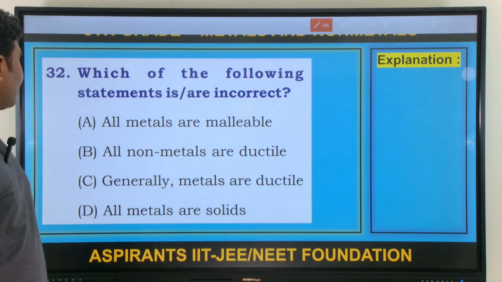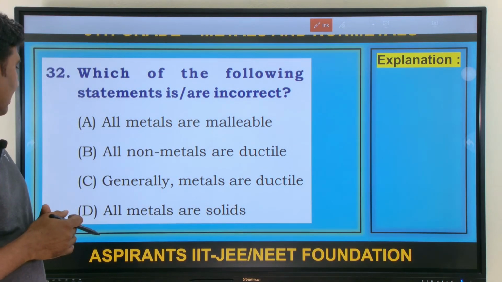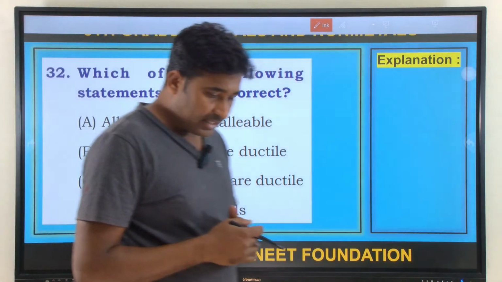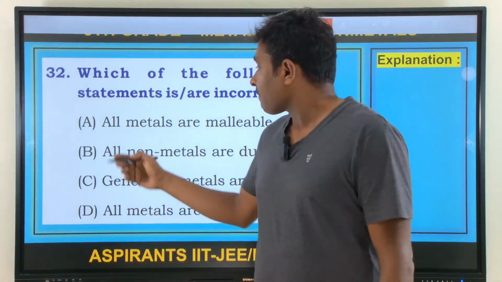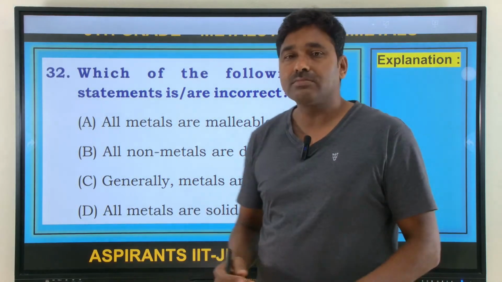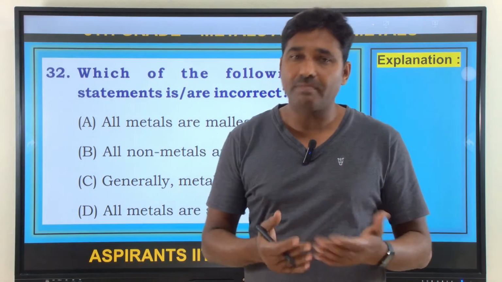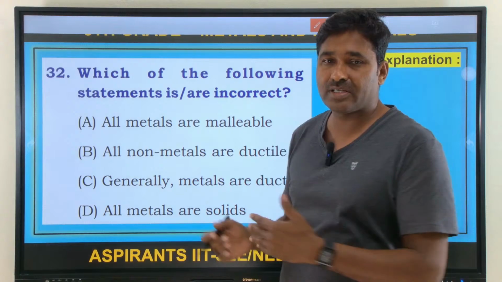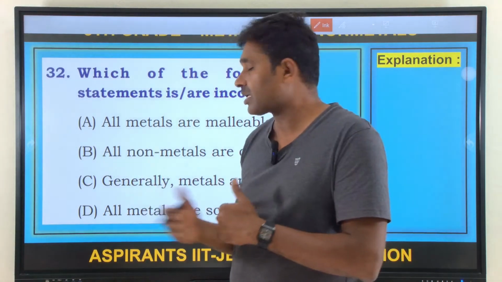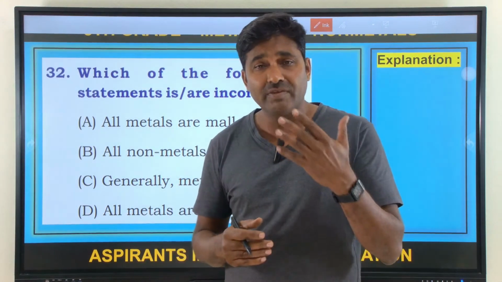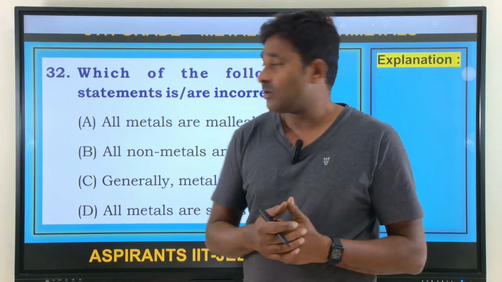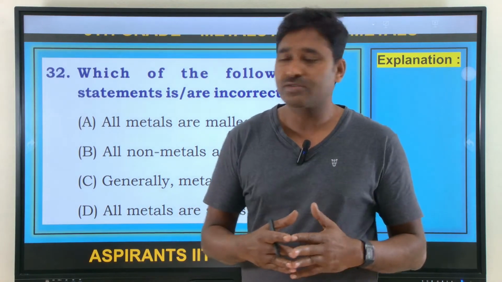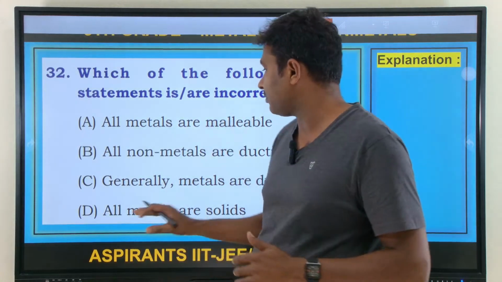Which of the following statements are incorrect? See these four options carefully. All metals are malleable. No, all metals are not malleable, because, as we just discussed, sodium and potassium are very, very soft metals, and mercury is a liquid metal. So all metals are not malleable.